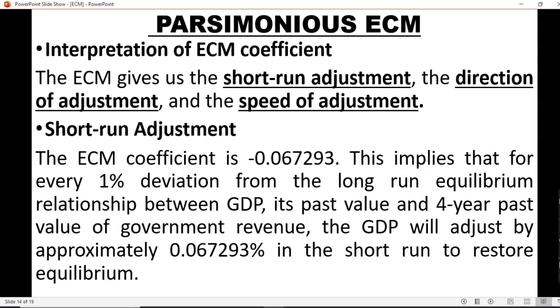Now, the ECM gives us the short-run adjustments, the direction of adjustment, and the speed of adjustment when it comes to their coefficients. Now, for the short-run adjustment, the ECM coefficient is minus 0.067293. This implies that for every 1% deviation from the long-run equilibrium relationship between GDP, its past value, and the 4-year past value of government revenue, the GDP will adjust by approximately 0.06729% in the short run to restore equilibrium. That's for the short-run adjustment.